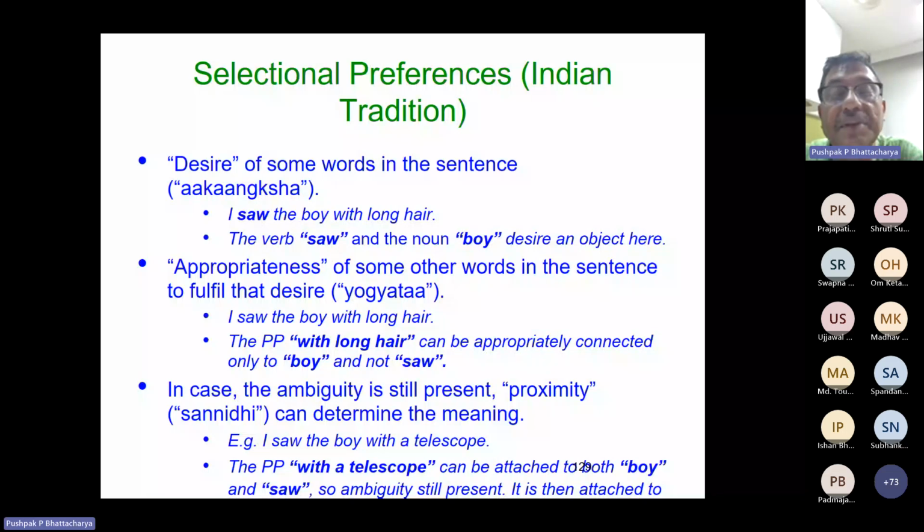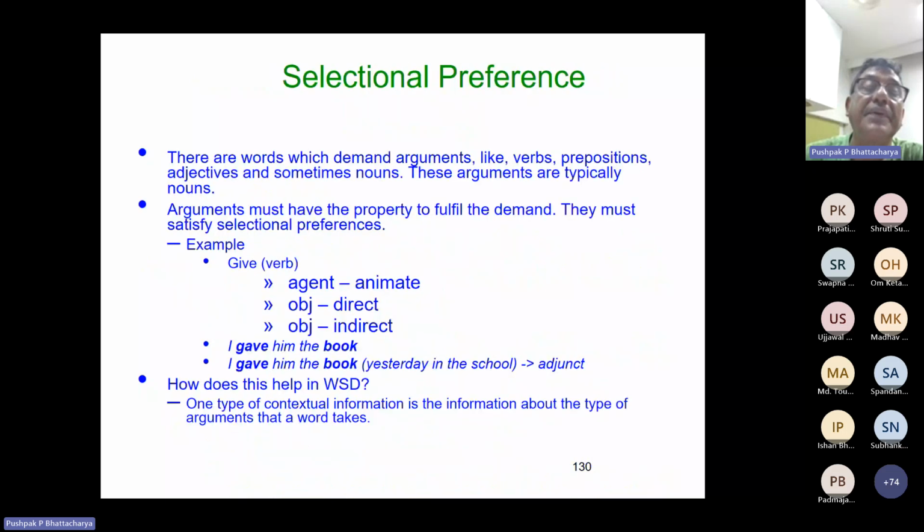And in case the ambiguity is still present, then proximity is the next property which comes into play. That's called sannidhi. I saw the boy with a telescope. We know it is an ambiguous sentence, but proximity signal will disambiguate, saying that telescope is closer to boy in terms of word distance. Therefore, the boy has a telescope. So akanksha, yogyata, and sannidhi are foundational points recognized by Indian linguistics for disambiguation of words or phrases.